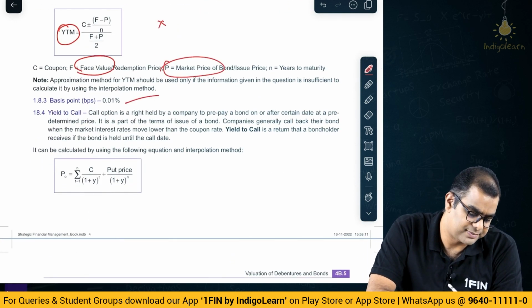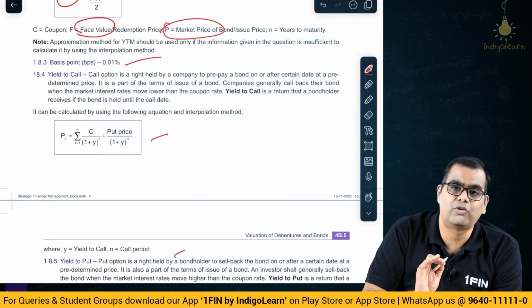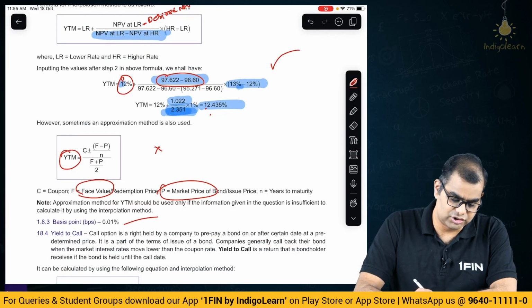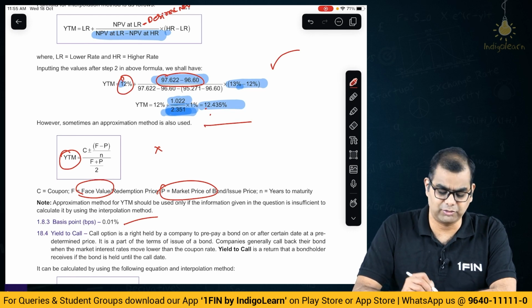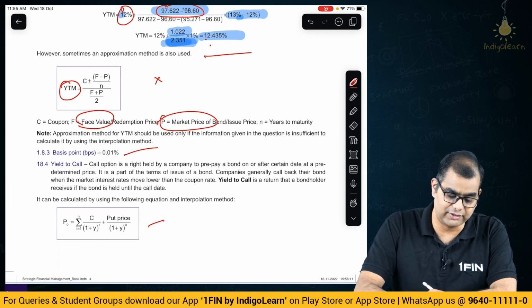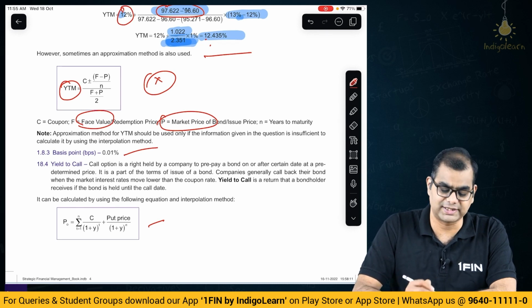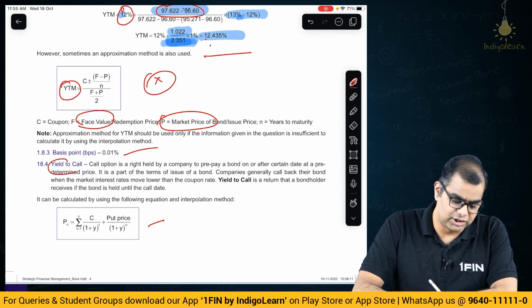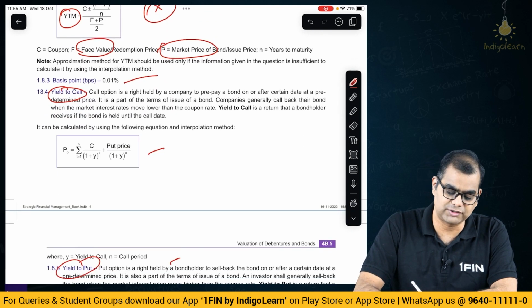Okay, then I explained to you what is basis point. Then we have something called yield to call and yield to put. Let us have a look at what is this call and put. So friends, now after having understood how we can compute the yield when price is given using specifically the interpolation method, and after also having understood the approximation method, which is typically not preferred, let us move to the next aspect, which is basically yield to call and yield to put. What are yield to call and yield to put? What is call, what is put?